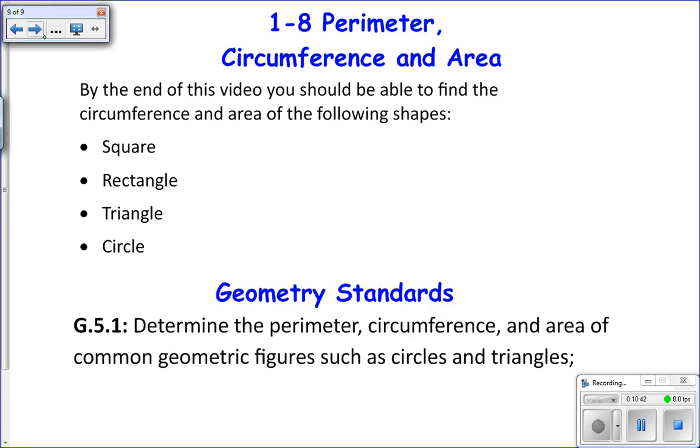Okay? So we talked about how to find the area of squares, rectangles, triangles, circles, how to find perimeters of squares, rectangles, triangles, and the circumference of a circle. We also talked about how to find the area using the area addition postulate. I hope this was helpful for you.